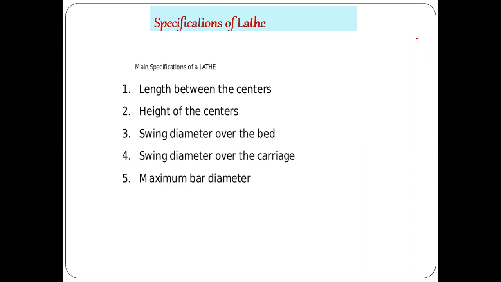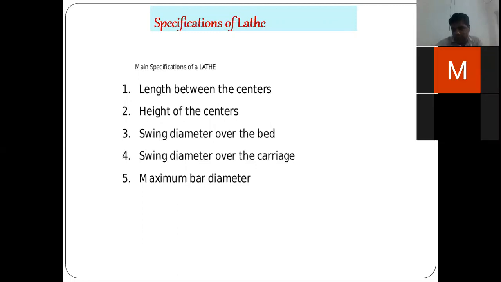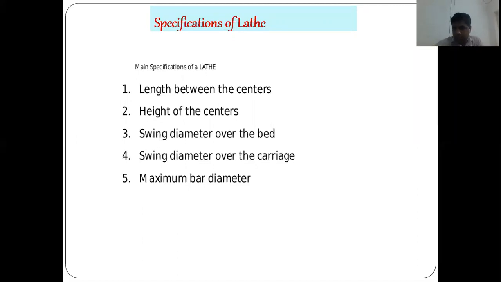Specification means the physical parameters by which you can specify a particular machine. Specification is nothing but the physical parameter used to specify a particular machine or particular component. That is called specification. For example, if you take a person, your name is a specification. Even though it's not physical, you are specified by your name, right? Some students are there in the class. You are recognized by your name, right? So that is one kind of specification.